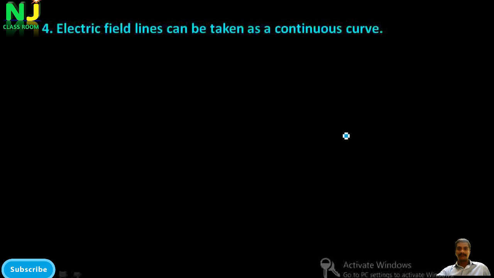That is property number 3. Go for the next property. Electric field lines can be taken as continuous curves. So what is the meaning of continuous curves?